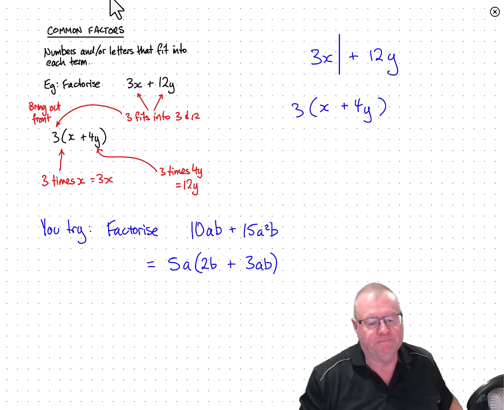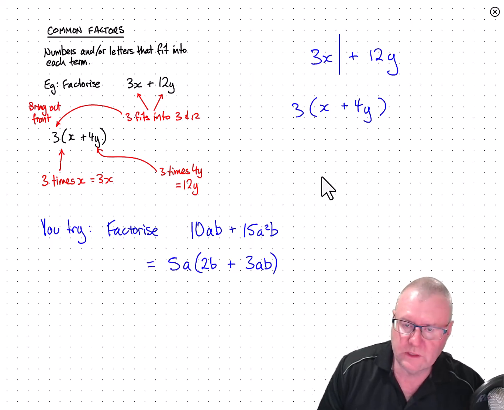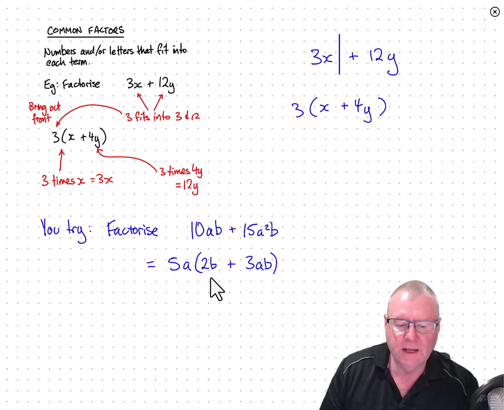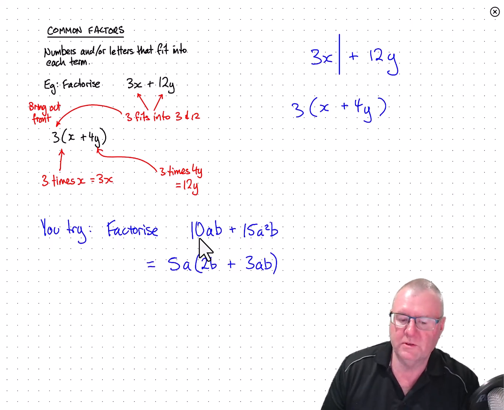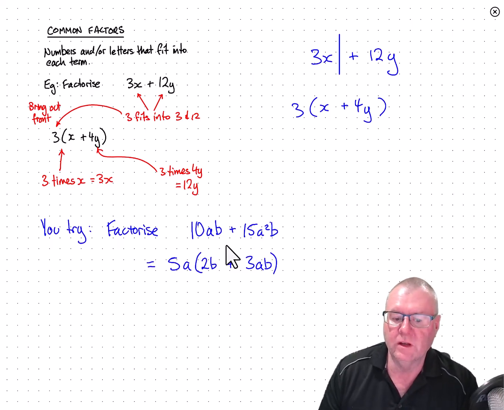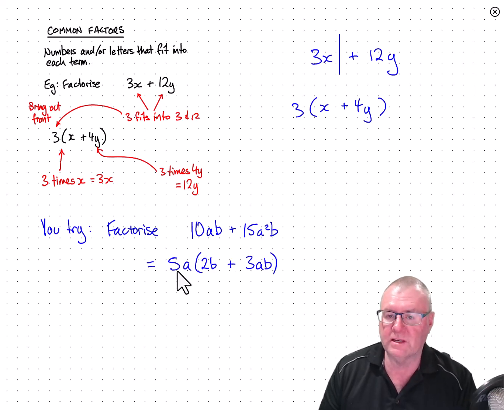Alright, there's only one line in my answer, but I'm going to have to walk you through it so you know what I did. Alright, I'm looking for anything. Do the numbers first. Just do the numbers first. Anything that fits into 10 and 15. 5 fits into both of those. So I'm going to pull 5 out the front of my set of brackets.